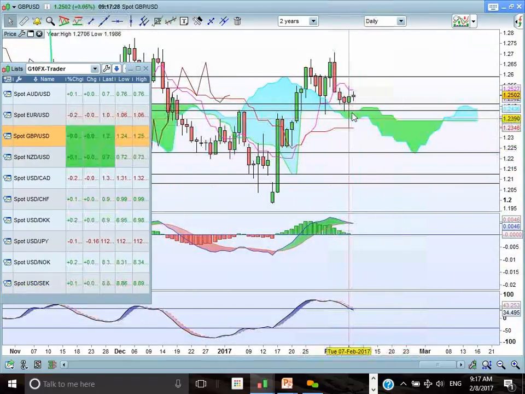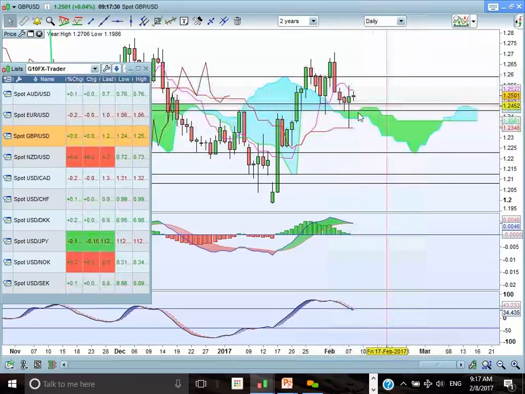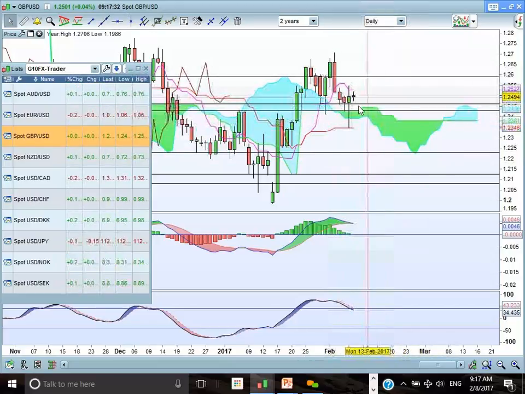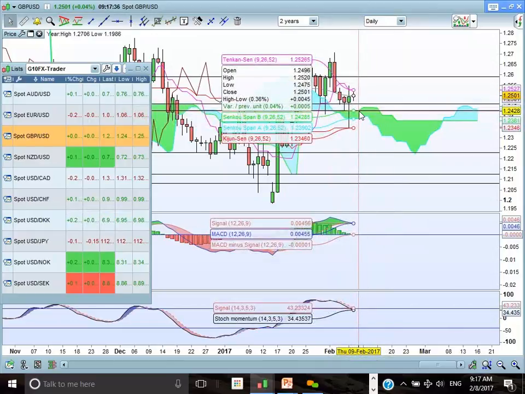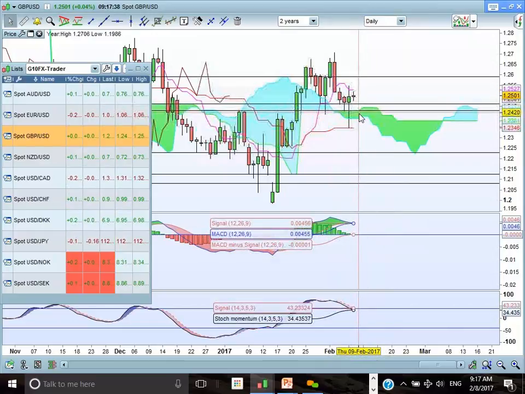Back to sterling. It's going to be interesting to see if sterling is going to rebound further from the top end of the cloud. Okay, until next week, you guys, happy trading.